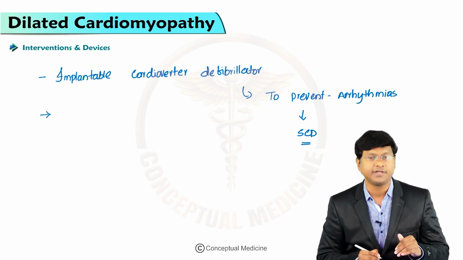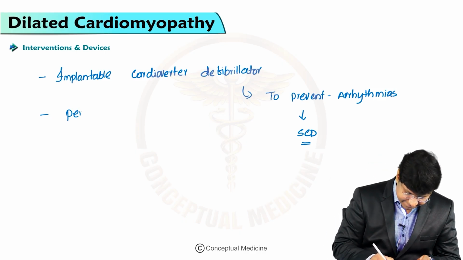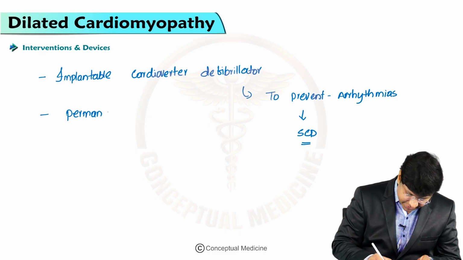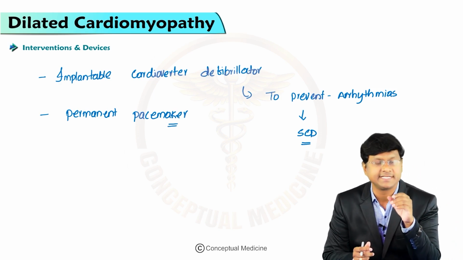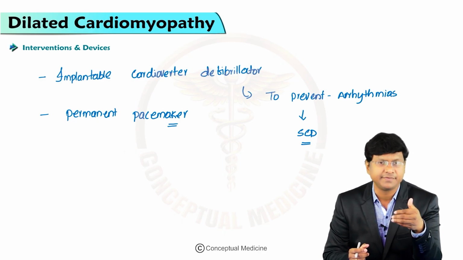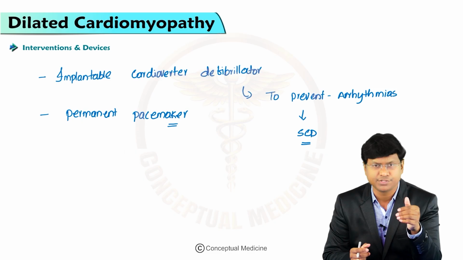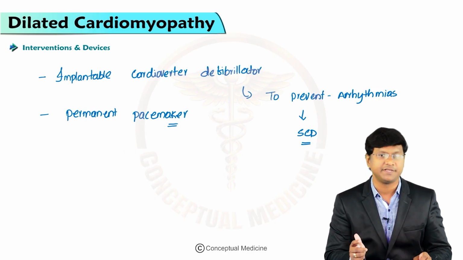And another important device is the permanent pacemaker, which these patients may require at a certain point of time. This permanent pacemaker requirement will be there only when there is degeneration of the conducting system of the heart. For example, some infiltrative disorders or some autoimmune disorders can cause impairment of the conducting system of the heart. At one point of time, they require the permanent pacemaker.